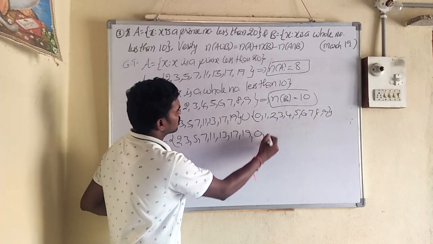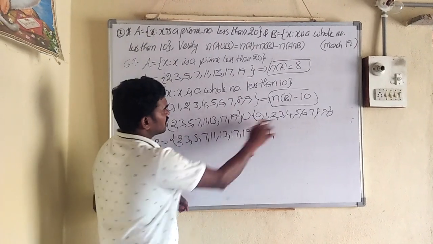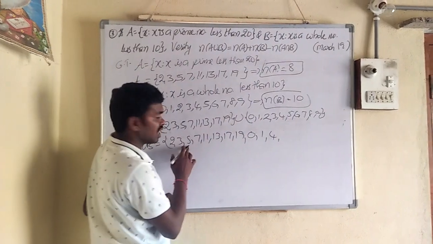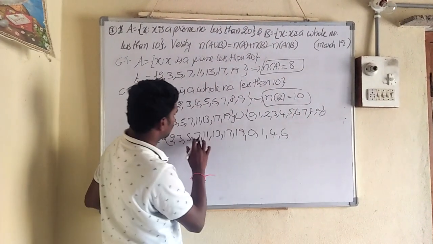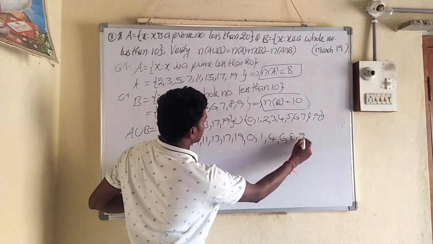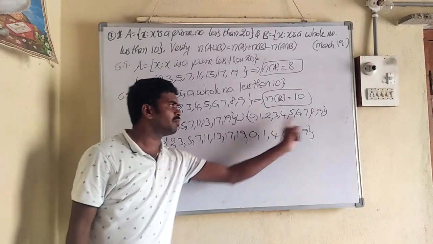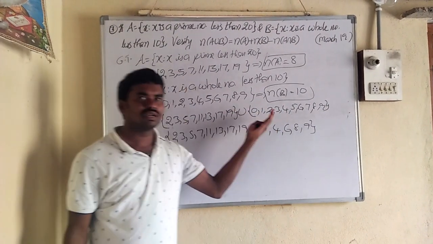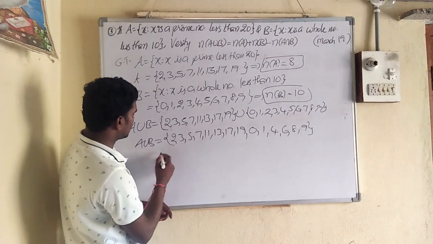Next 0. Next 1. Next 2, it is already there, no need to write. 3, already also. Next 4. Next 5, already came. Next 6. Next 7, no need to write. 8. Next 9. So these are the elements of A union B. We have to write all elements, but if any number comes 2 times, we have to write only 1 time. So that's why these are the elements of A union B.